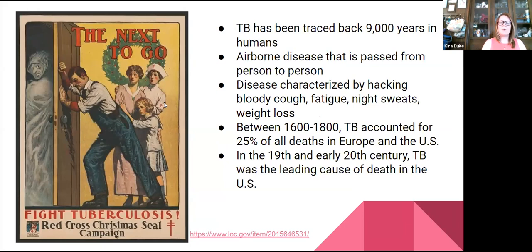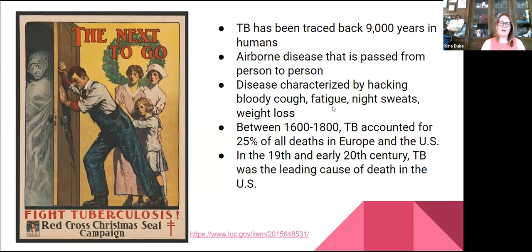It is an airborne disease that passes from person to person and is characterized largely by a bloody cough, or a hacking cough, where sometimes a thick white film comes up before you get to the bloody portion, as well as fatigue, night sweats, and weight loss.